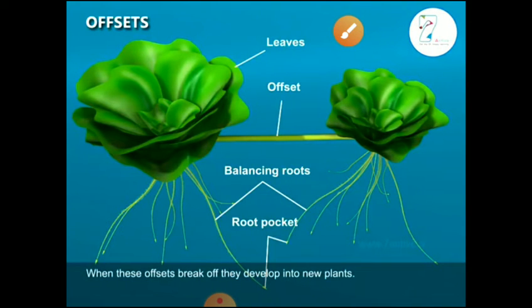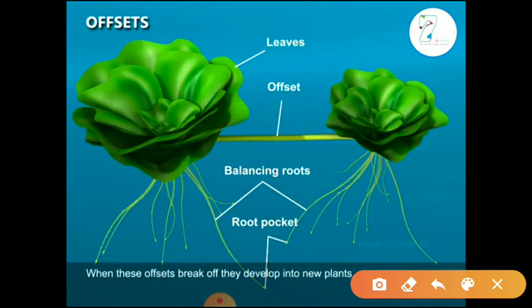When these offsets break off, they develop into new plants. When the offsets break off in this way, after breakage they develop into new plants.